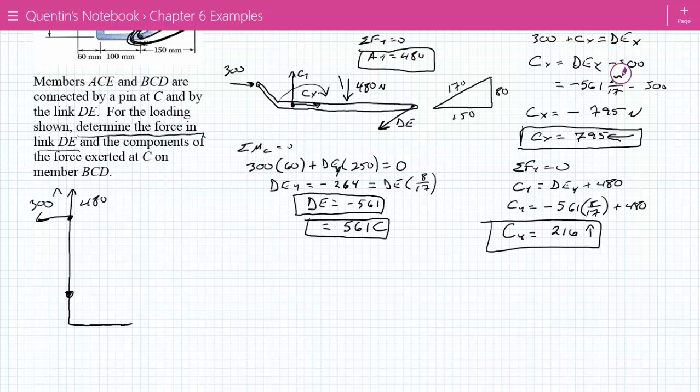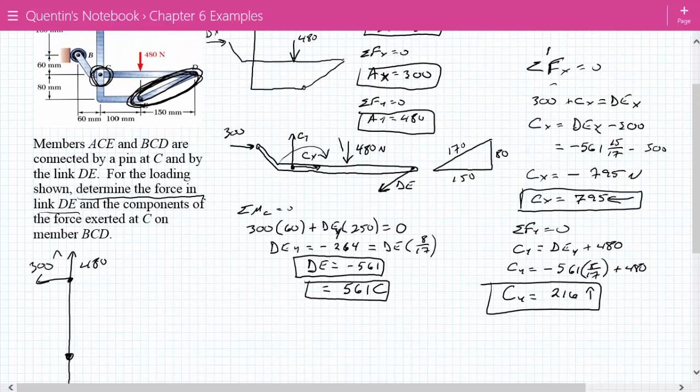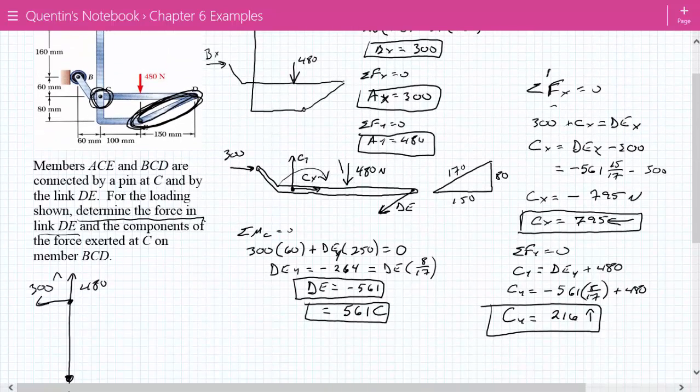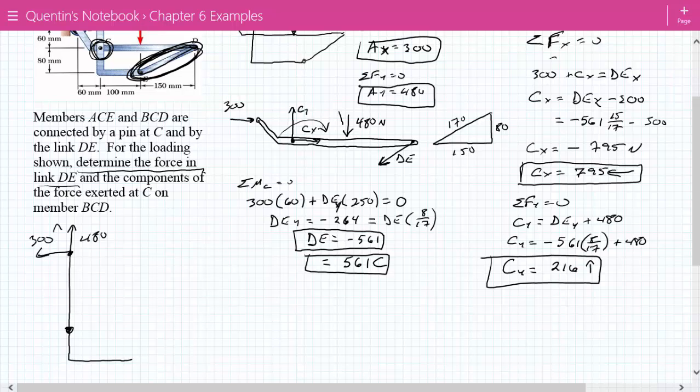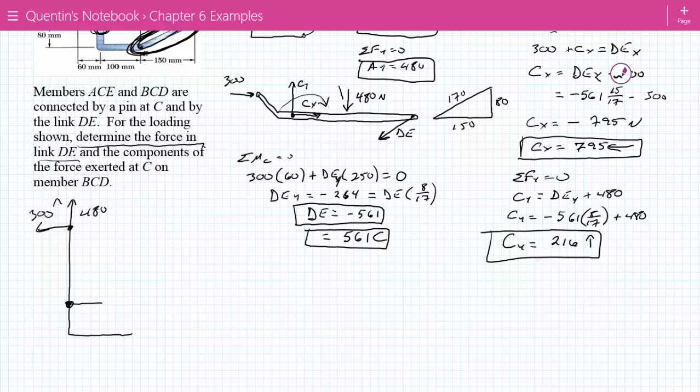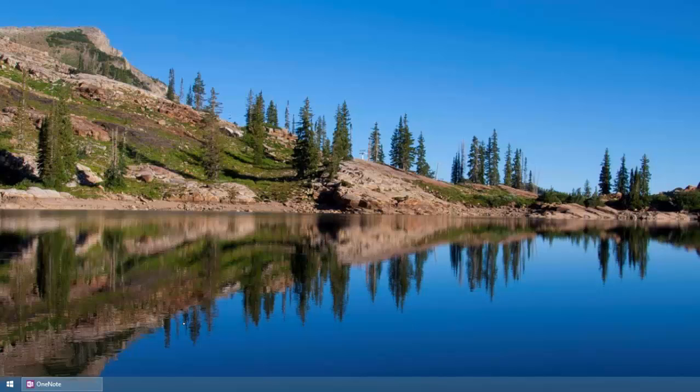There's 795 newtons in this direction, right? No, this is where you have to be careful. This member BCD experiences the Cx and Cy we calculated for it. So therefore, you have equal and opposite reactions. In this case, you have 795 in that direction. And since Cy was up there, in this direction you have the 216 newtons. And then now it comes down to this force.